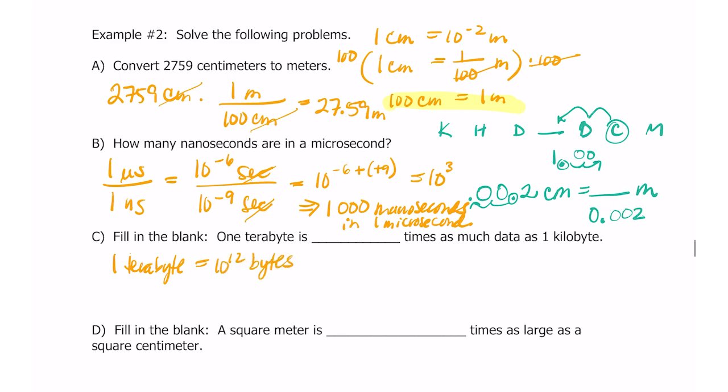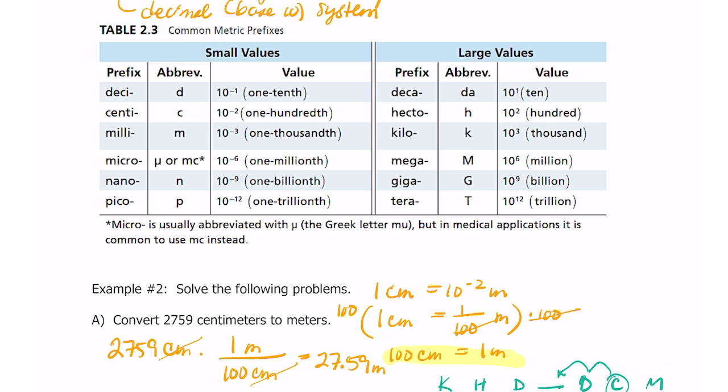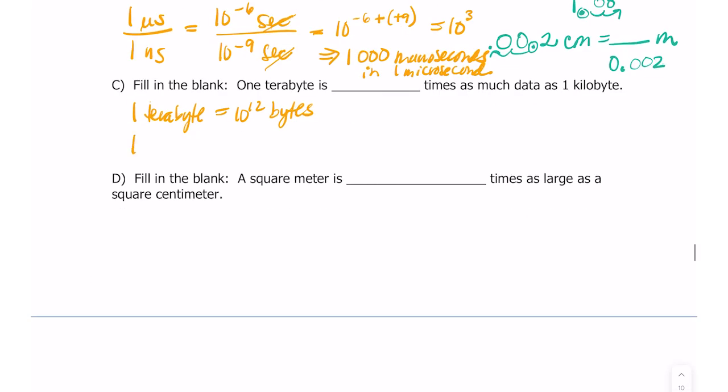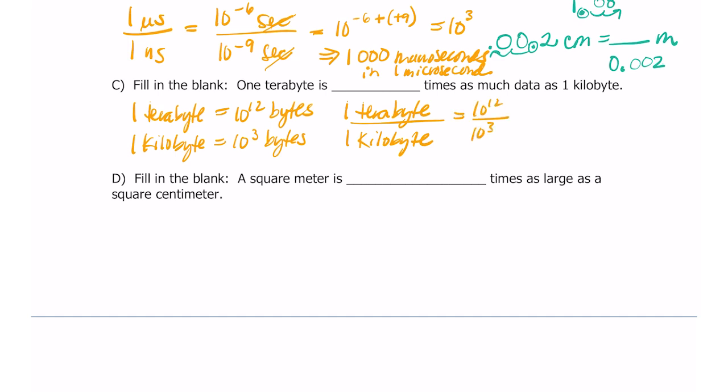And I know that 1 kilobyte is 10 to the third bytes. So again, I'm going to divide the larger, which is a terabyte, by the shorter, which is a kilobyte. So I've got 10 to the 12th divided by 10 to the third. And you're dividing like bases. Remember, the tens are the bases, so we subtract the exponents. So really it's 10 to the 12 minus 3, or 10 to the 9th.